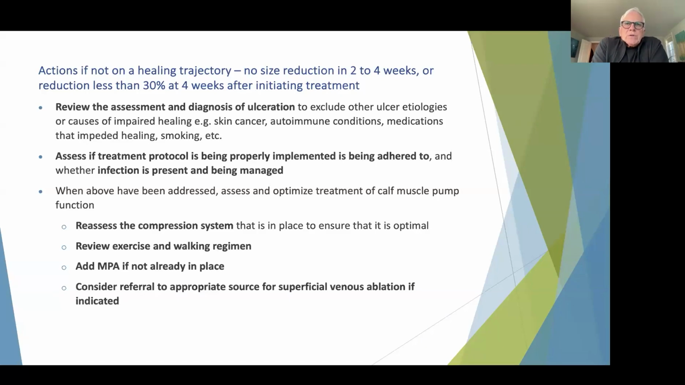And then, of course, the next thing is, so what do we do if the wounds aren't healing? What's our strategy and approach? So this is what the consensus statement is trying to give people guidance on. And we look at that non-healing approach as if they either have no size reduction in 2 to 4 weeks or less than 30% at 4 weeks after initiating treatment. So these are the principles of what you should do.